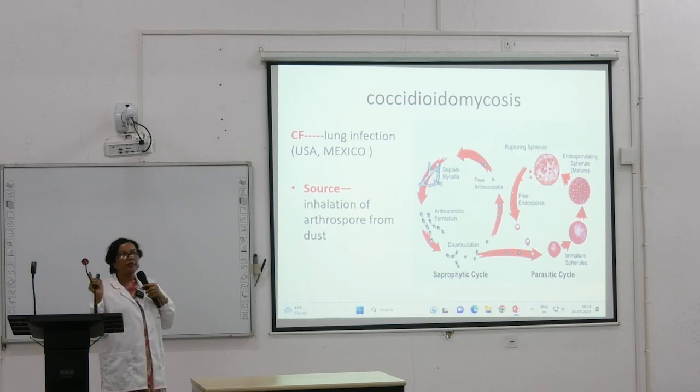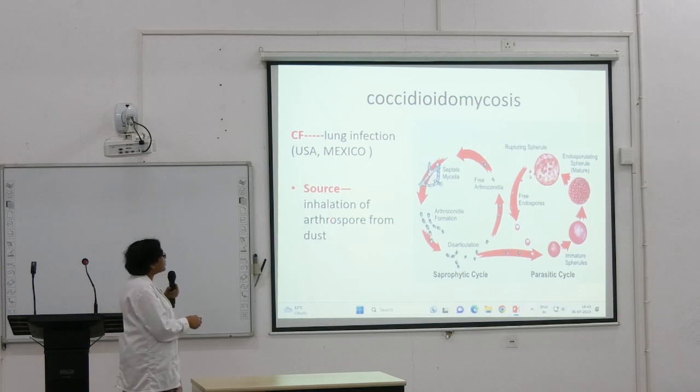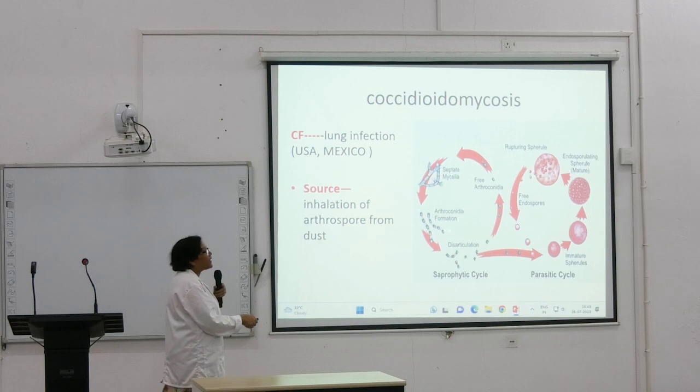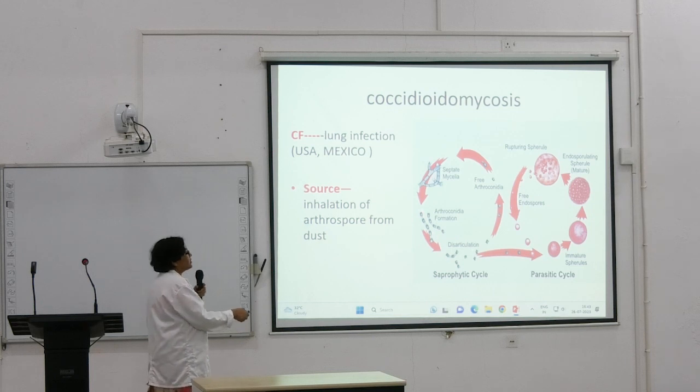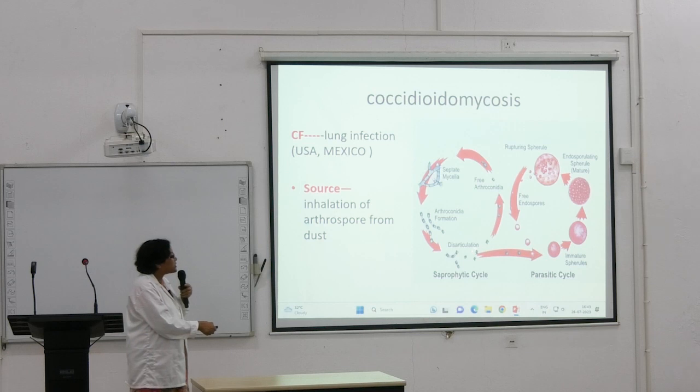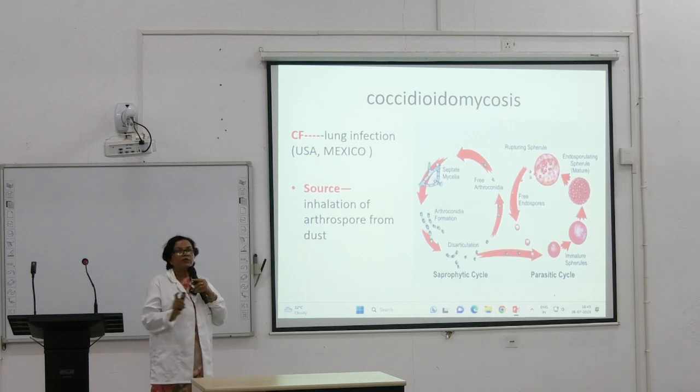Here, one point you have to keep in mind: it is arthrospore, not conidiospore. It is the arthrospore that is inhaled. This is the arthrospore, brick-like. It is a chain, articulated, but after disarticulation the spores are called arthrospores. There are two types of cycle.